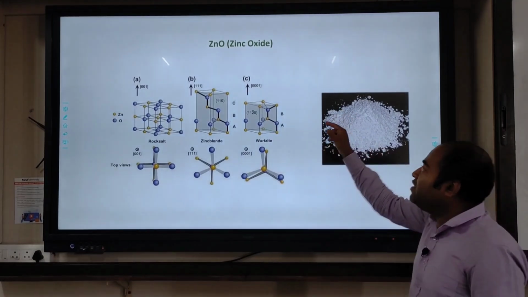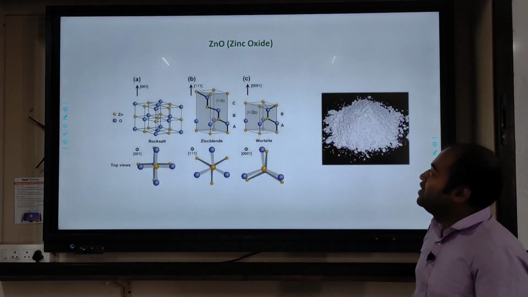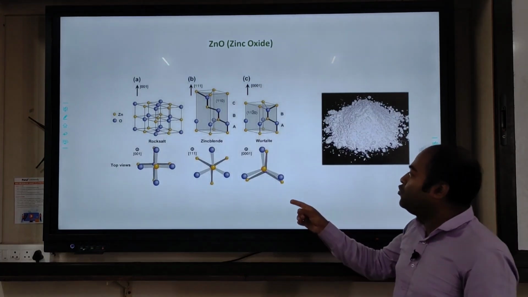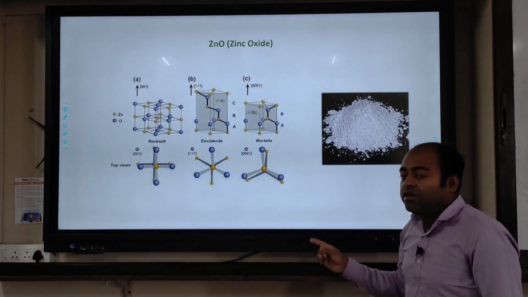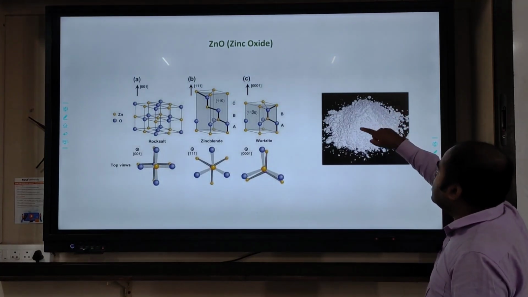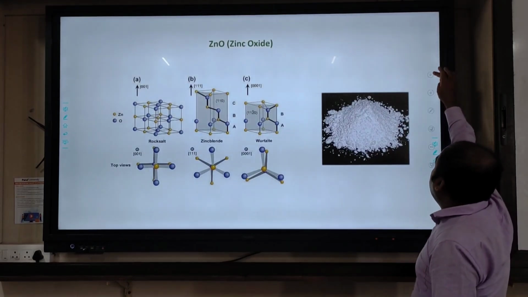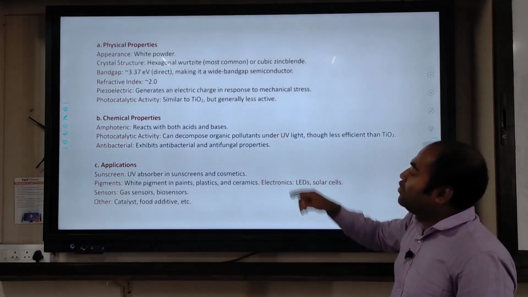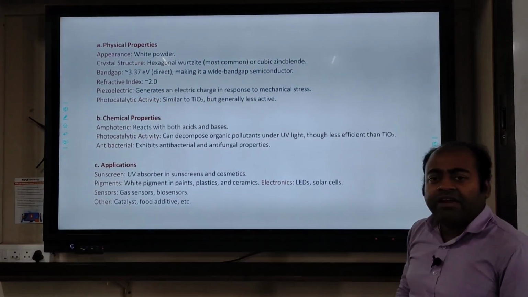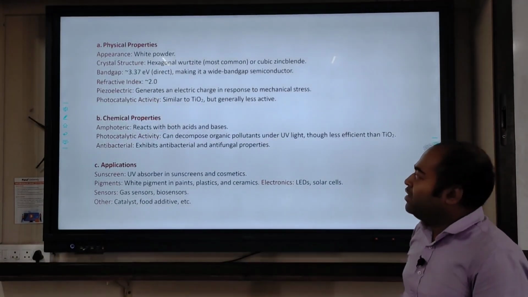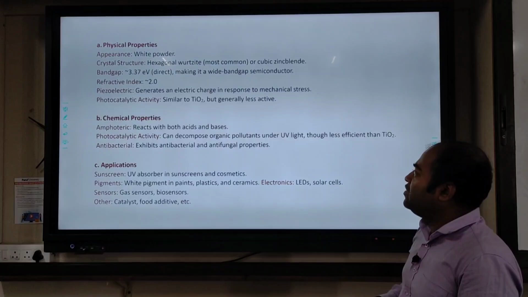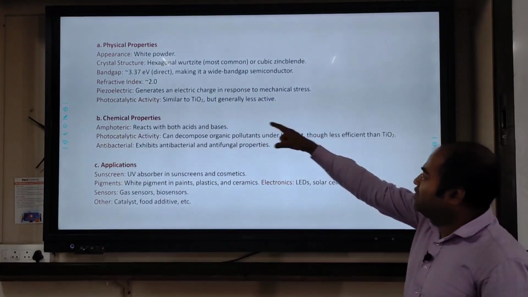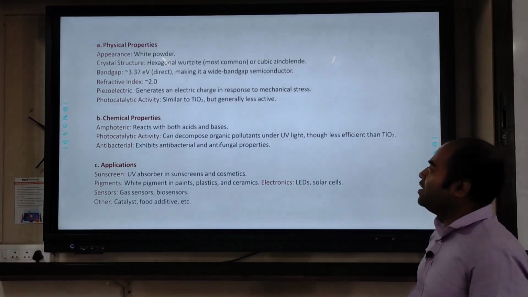Another widely studied metallic oxide is zinc oxide. Zinc oxide exists in mainly two phases, the cubic zinc blende and the hexagonal wurtzite. Zinc oxide appears white in color, and its band gap is a little higher than that of titanium dioxide. It is about 3.37 electron volts, and it is a direct band gap semiconductor, and since it is 3.37, it is a wide band gap semiconductor.